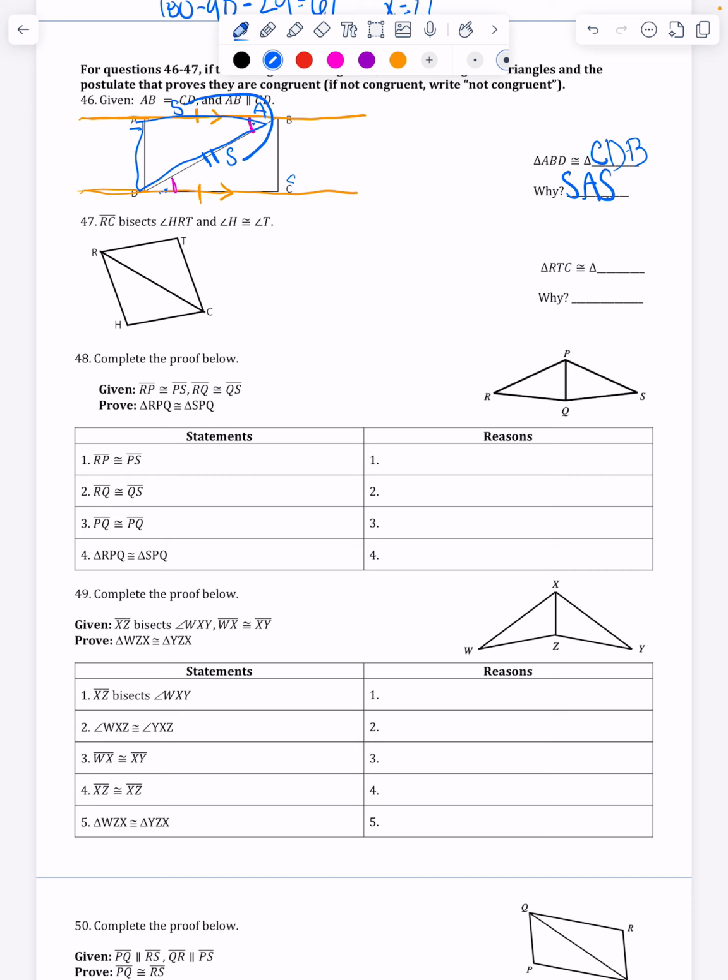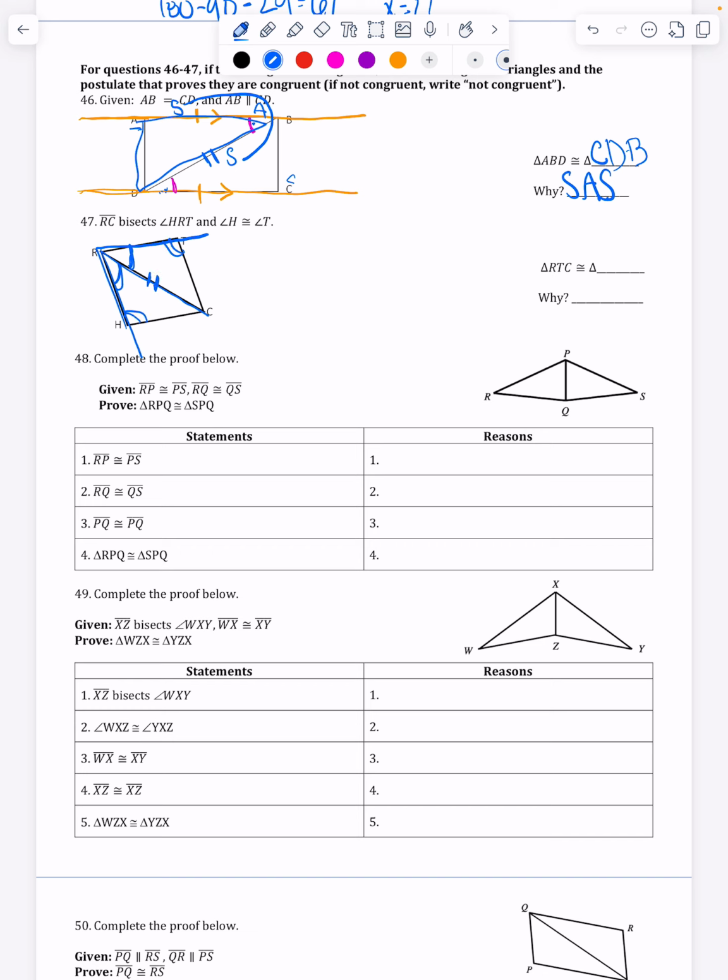Okay, and right here it says RC. It comes through and it bisects this angle, HRT. HRT is this angle, so that means that these two angles are equal. It also tells me that HT, or H and T, are congruent.